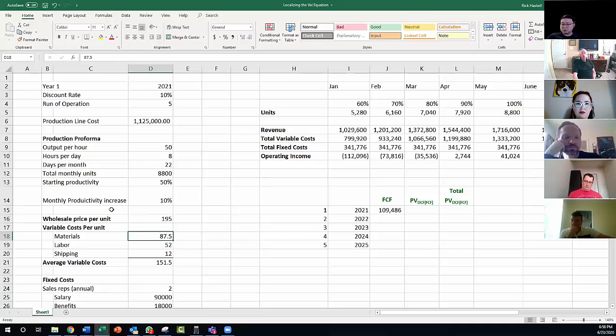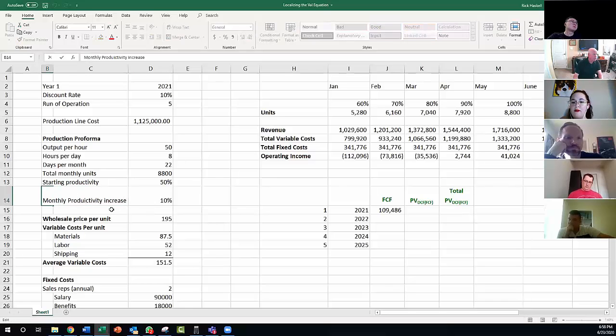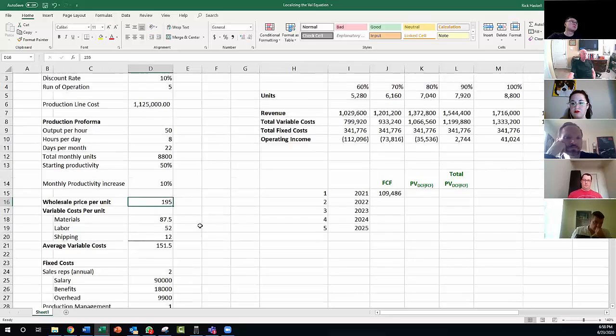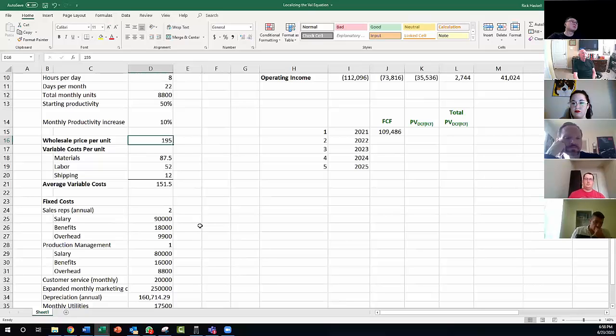And then I'm looking at the variable costs per unit. I know they put about $87.50 variable cost in materials, $52 in production labor, about $12 in shipping. So the average variable costs are about $151.50. Now, you don't have to put it together exactly like this, but you have to think about these kinds of things because you're coming up with some revenue, and that's going to be a function of productivity and how much you sell the item for, and expenses. And I like to break expenses down into variable and fixed costs.